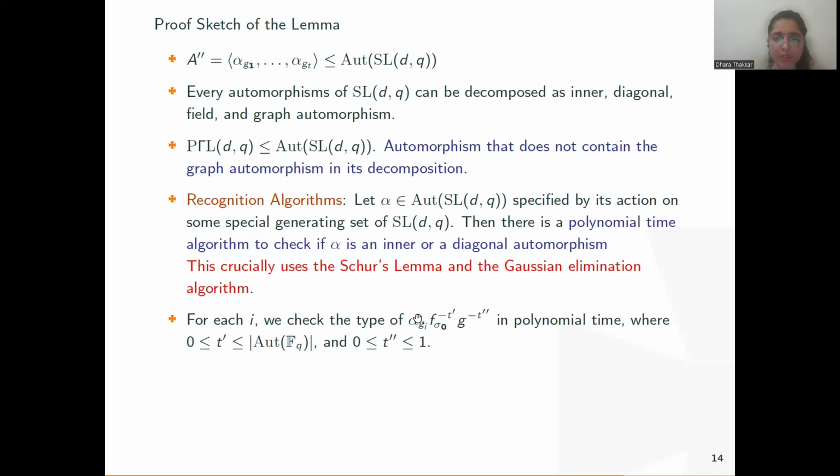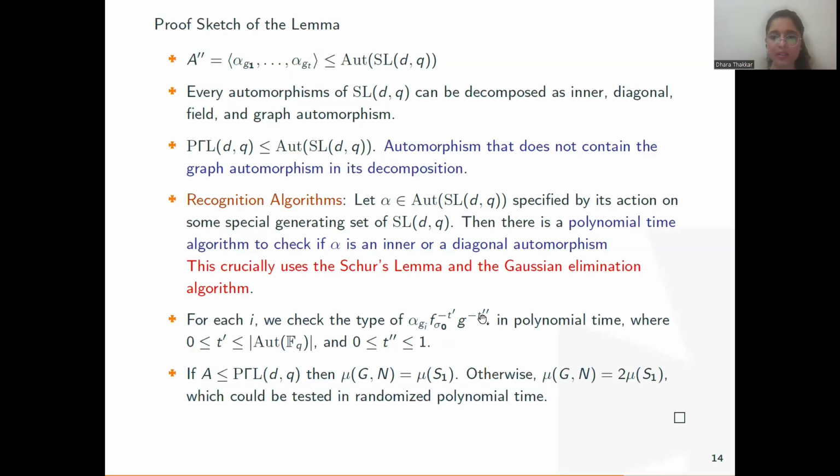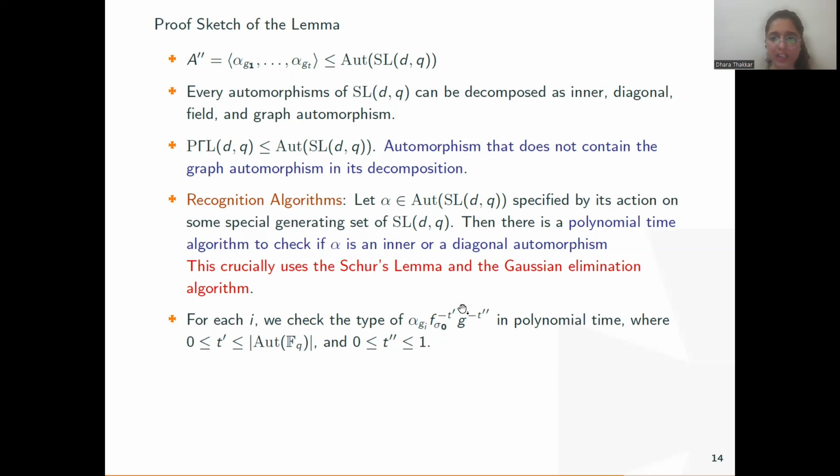Once we have the type of that composition map, we can know the decomposition of alpha g_i, and we can also know the value of T double prime. If in the decomposition of alpha g_i the value of T double prime is 0, then we know that alpha g_i does not contain a graph automorphism in its decomposition, and that's why we know that it is in PΓL(d,q). So we will do this procedure for all alpha g_i, for all T double prime and T prime, and we will be able to check whether our A double prime is actually a subgroup of PΓL(d,q) or not.